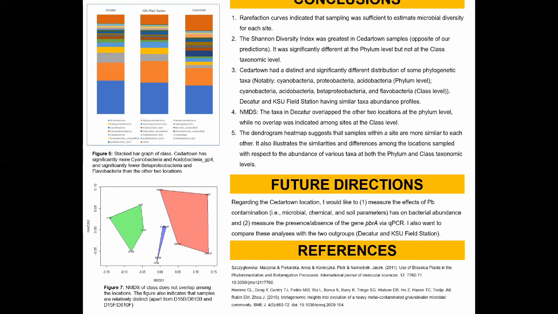lead contaminated soils. In order to do all this, especially with looking at the specific gene I want to see, I need to compare these analyses with two other outgroups, Decatur and KSU Field Station. If the gene is present in similar numbers to the outgroups, I need to do a more intensive analysis. Good options that I have come across include Northern blot and SAGE. These two types of analyses will help me identify how many of these genes are actually turned on.